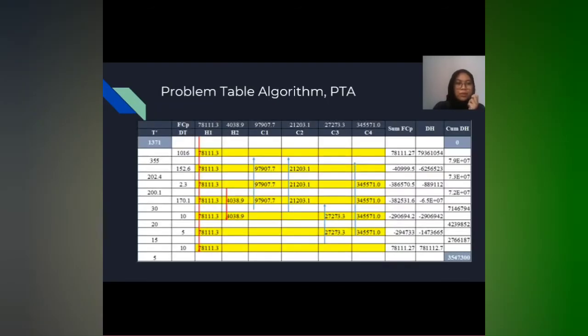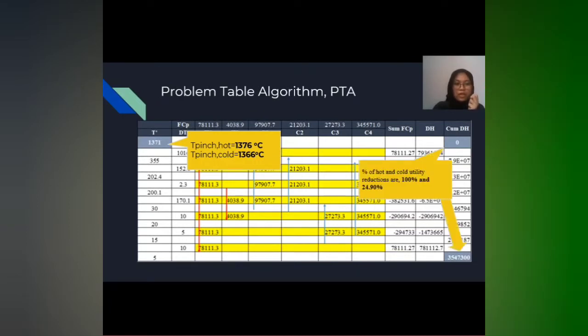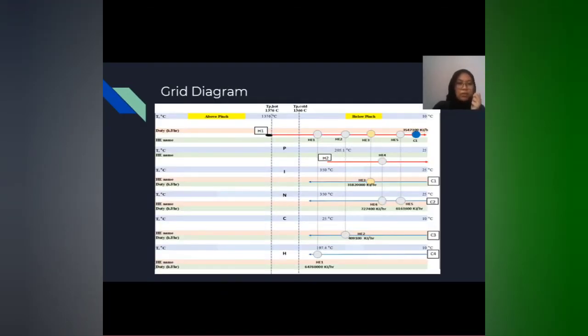Next, by plotting the shifted temperatures in the PTA table, other values such as the summation of FCP and cumulative delta H can also be obtained. By determining the pinch point, the pinch temperature was also obtained. From this PTA table, the pinch temperatures for hot and cold streams were found to be 1376 degrees and 1366 degrees, while the percentages of hot and cold utility reductions were found to be 100% and 24.9%. Next, the grid diagram was drawn in order to determine the heat transfer between the hot and cold streams by heat exchangers.